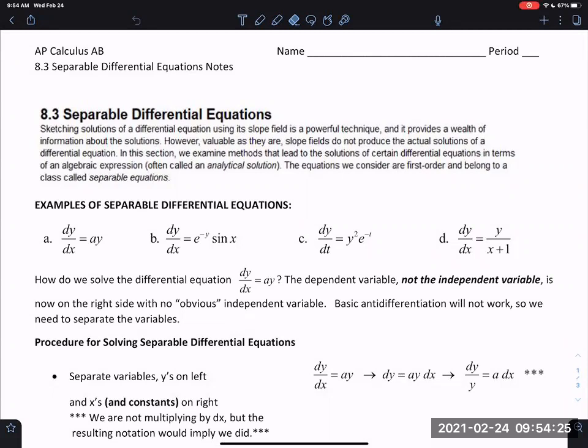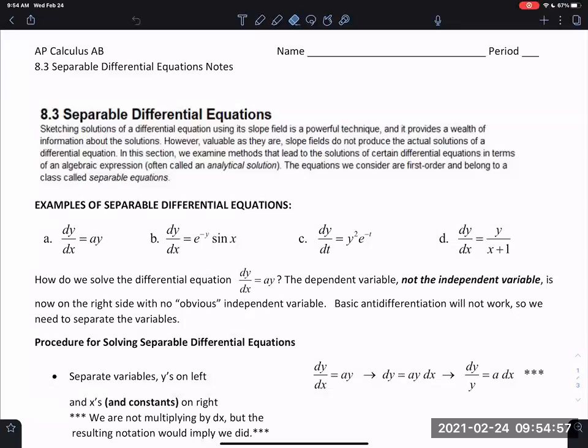Sketching solutions of a differential equation using its slope field is a powerful technique, and it provides a wealth of information about the solutions. However valuable as they are, slope fields do not produce the actual solutions of a differential equation. In this section, we examine methods that lead to the solutions of certain differential equations in terms of an algebraic expression, often called an analytical solution. The equations we consider are first order and belong to a class called separable equations.